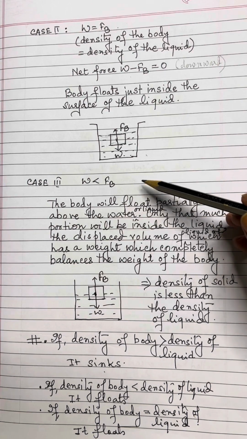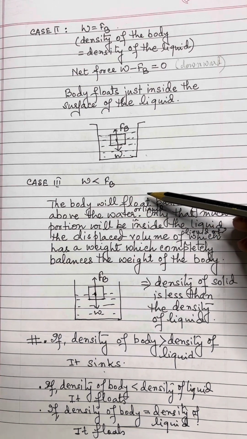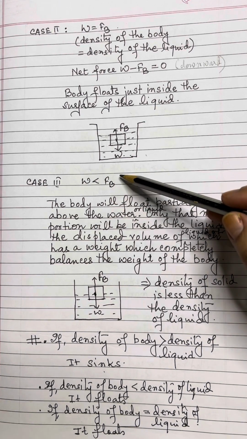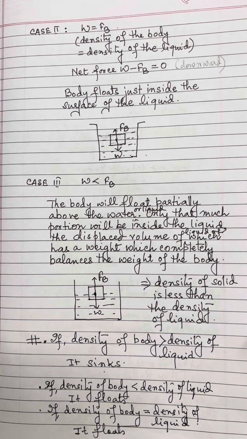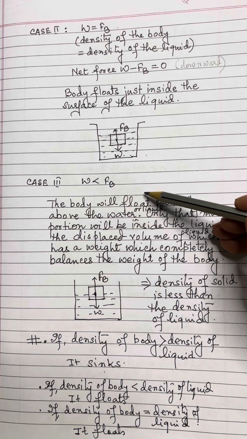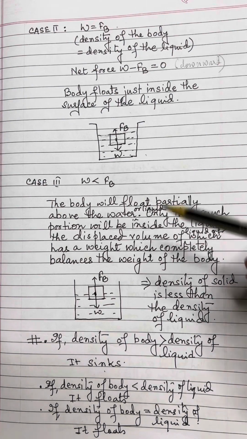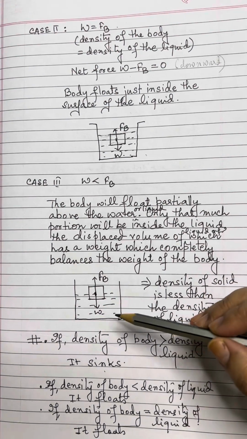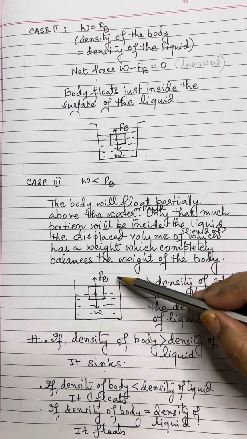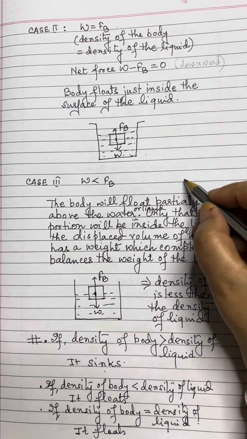Next is case 3, where the weight of the body is less than the upthrust experienced by the body. You can understand that the downward force is less than the upward force experienced by the body. In that case, what will happen? The body will be pushed up and up and up till the time W becomes equal to Fb.